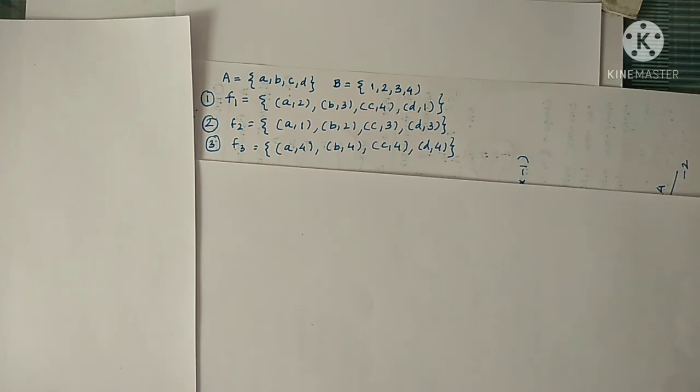This is your homework question. Identify the type of the function. The function is given in terms of ordered pairs only. Set A, that means the domain set, and codomain set B are given. And three functions are given, f1, f2 and f3. Identify the type: one-one, many-one, one-one or many-one, into or onto.